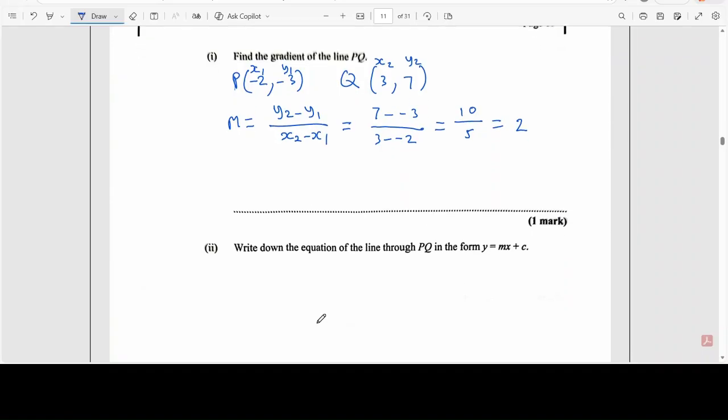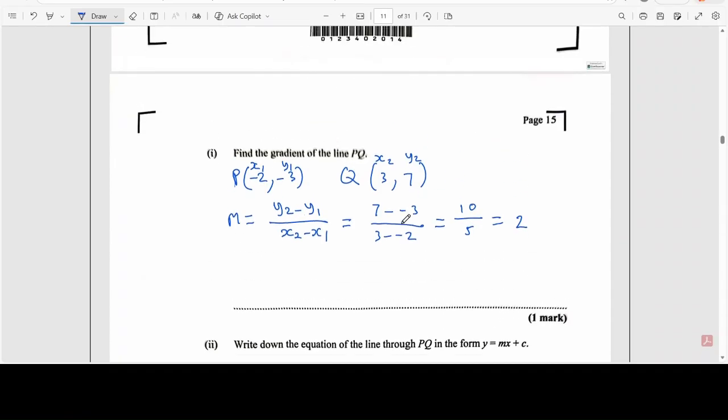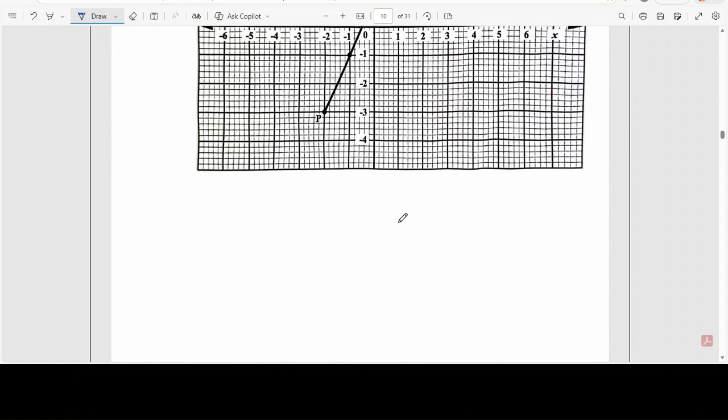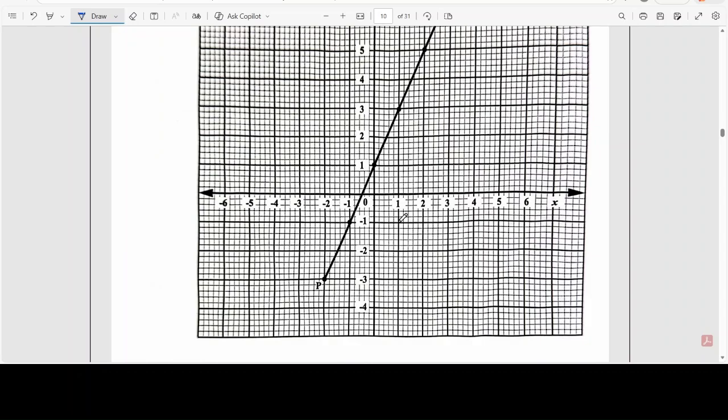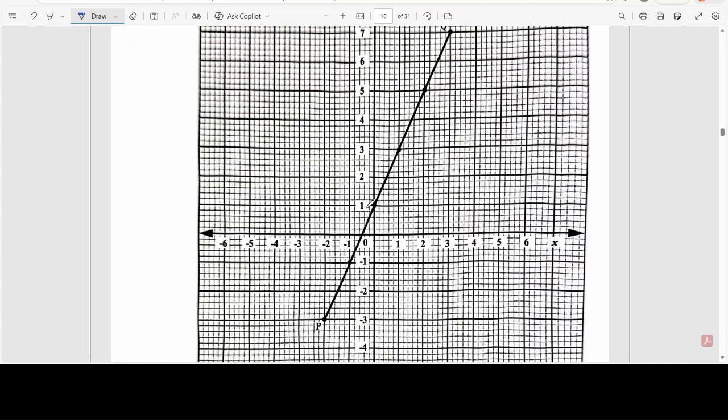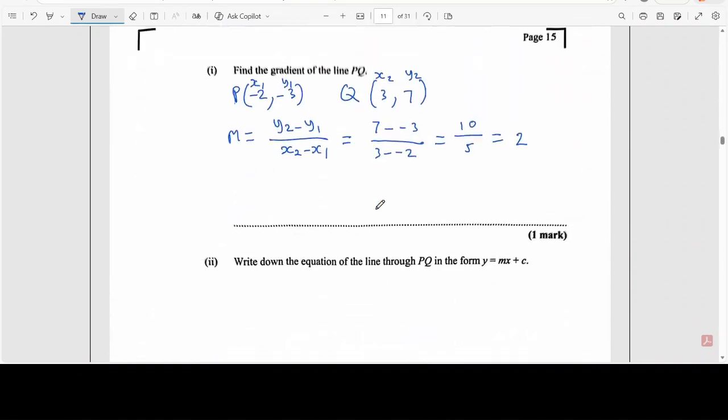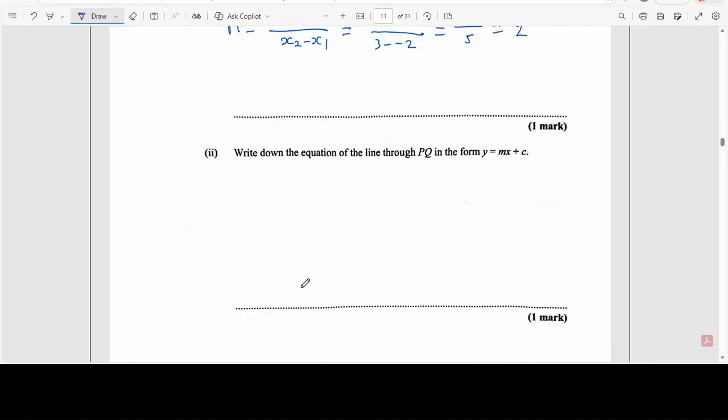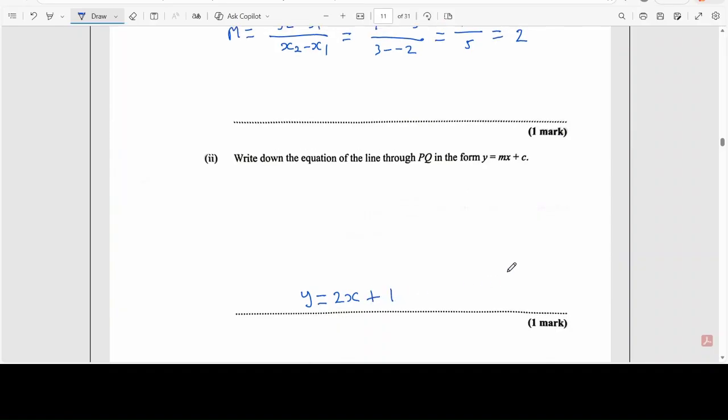Write down the equation of the line through PQ in the form y is equal to mx plus c. Right, so we just calculated what is m, and c is what? C is your y-intercept. So you go on the line and we look at to see where this line cuts the y-axis. It cuts the y-axis at 1. So c is equal to 1. Right, so the equation of the line is y is equal to 2x plus 1. Right, 2 is your gradient, 1 is your y-intercept.